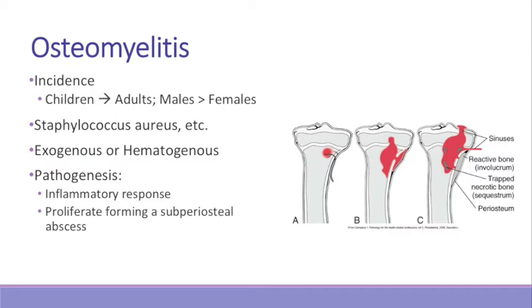It is acquired one of two ways: exogenous, which means it was acquired from the outside. Damage to the bone, maybe from a surgical procedure, a compound fracture, or a puncture wound that penetrates the bone, may directly expose the bone to infectious microbes. Hematogenous is acquired from another infection. The pathogenesis here is poorly understood, but it usually involves an inflammatory response. Proliferation of the infection forms a subperiosteal abscess, inevitably depriving the bone of blood supply, which could lead to necrosis.